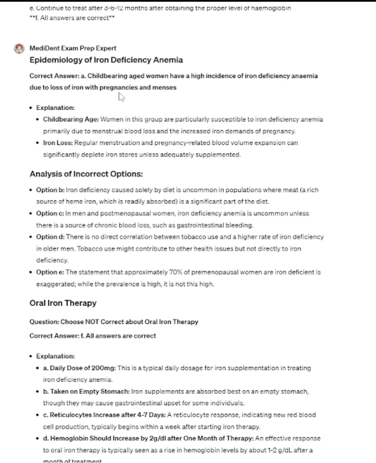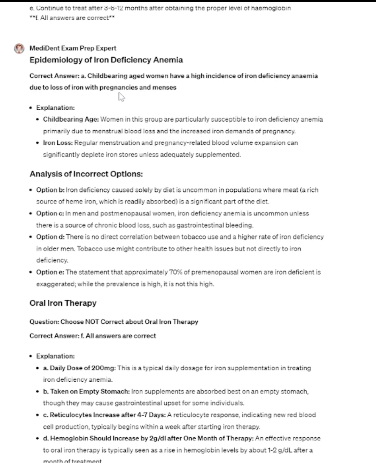D. There is no direct correlation between tobacco use and a higher rate of iron deficiency in older men. Tobacco use might contribute to other health issues, but not directly to iron deficiency. Option E, the statement that approximately 70% of premenopausal women are iron deficient, is exaggerated. While the prevalence is high, it is not this high.